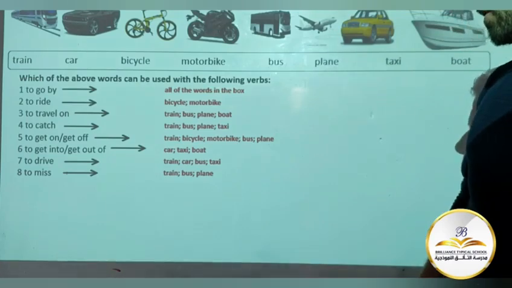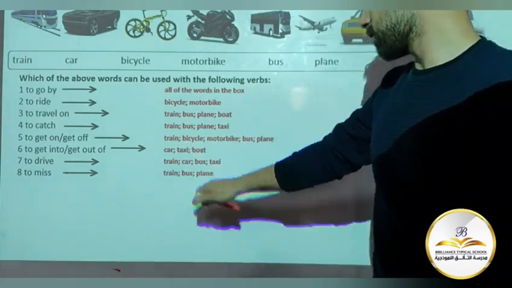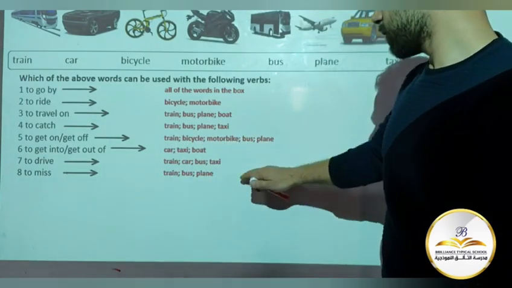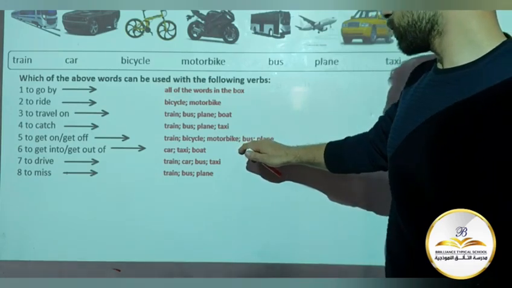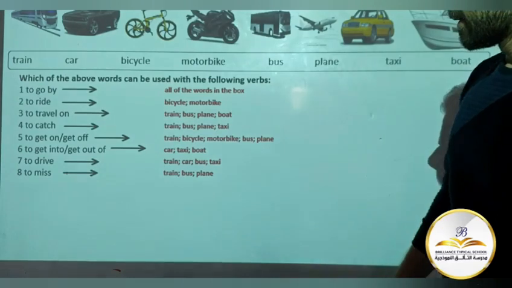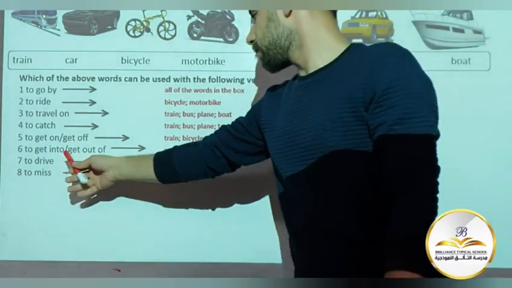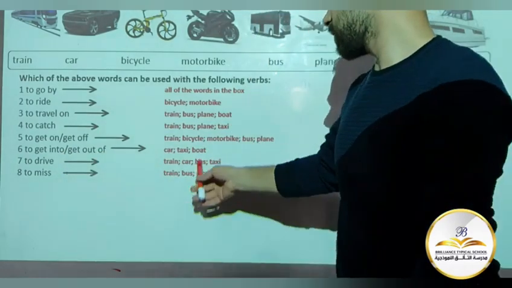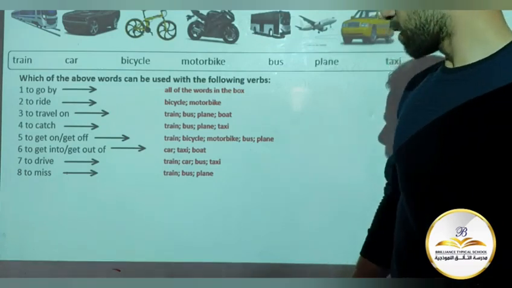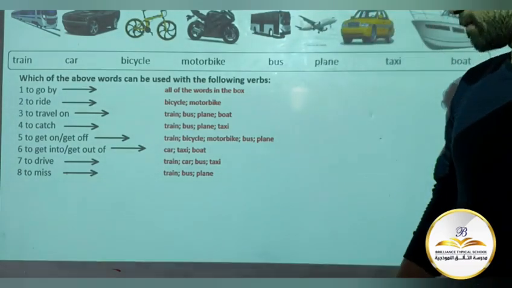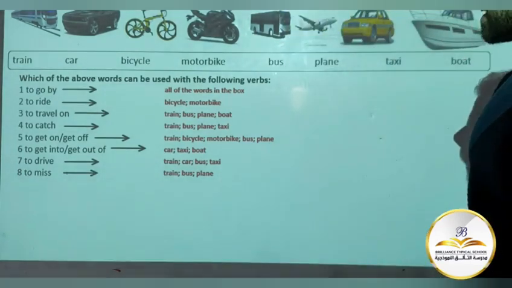To get on or get off. To get on a train or to get on a bicycle, to get on a motorbike or get off a motorbike, or also we have bus and plane. To get into or get out of, I'm going to say to get into a car, a taxi, or a boat. To drive a train, car, bus, and taxi. To miss a train, bus, or plane.